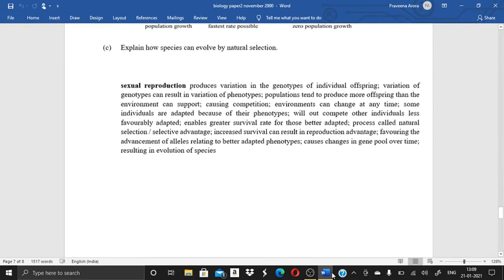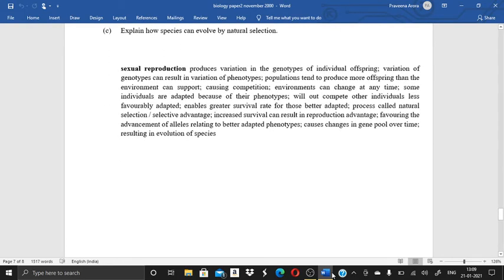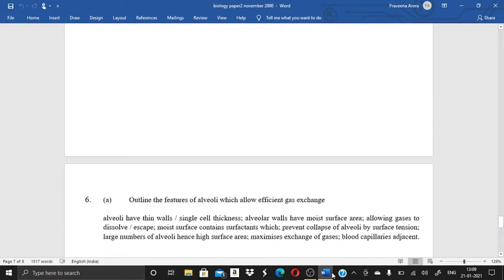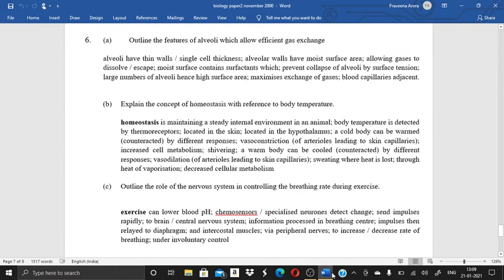Then the next question is, explain how species can evolve by natural selection. So I have given you the detail about natural selection in part C. Then comes question number 6. It's outline the features of alveoli which allow efficient gas exchange. So I have given the details about the alveoli.